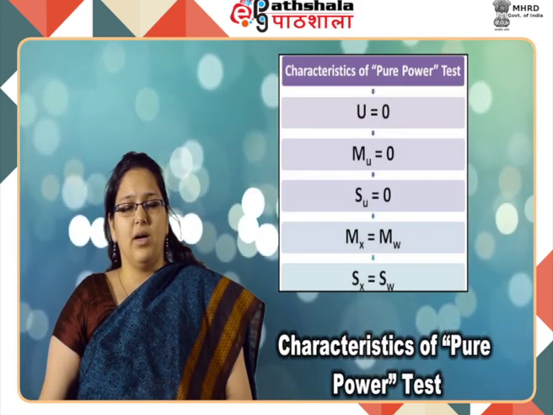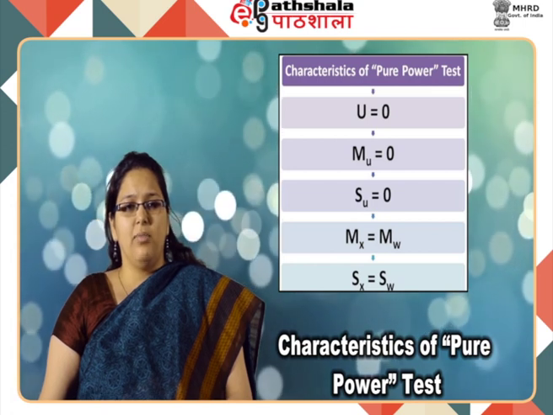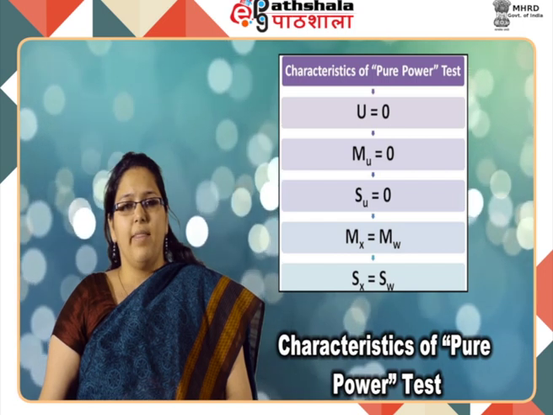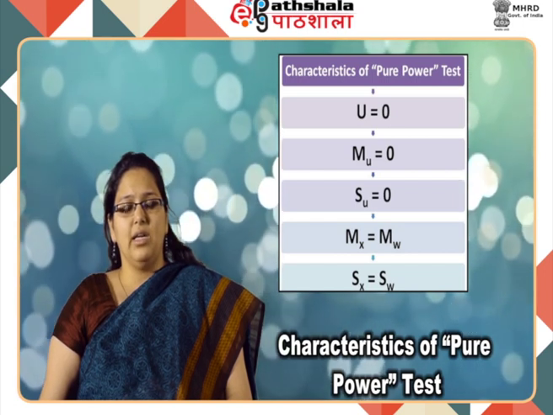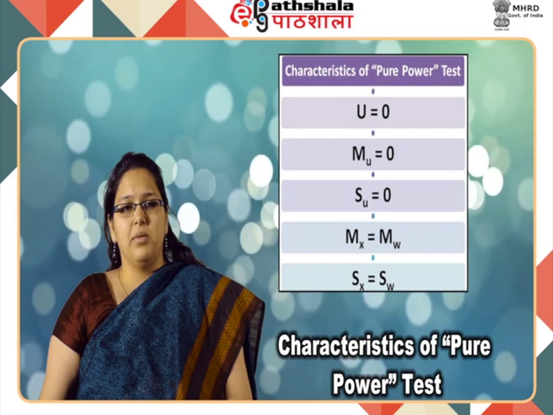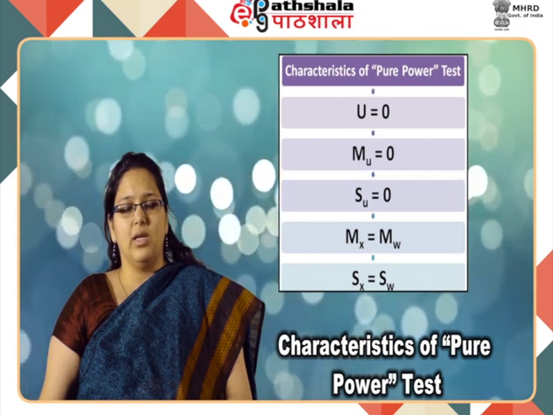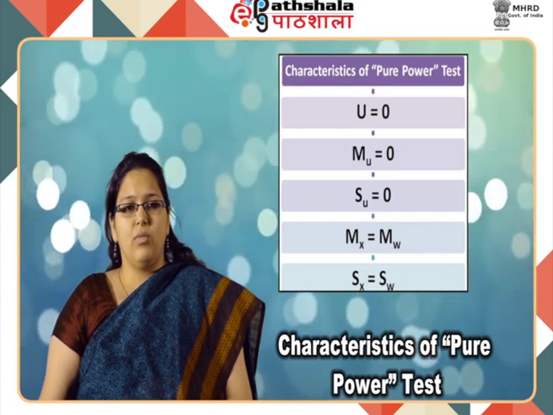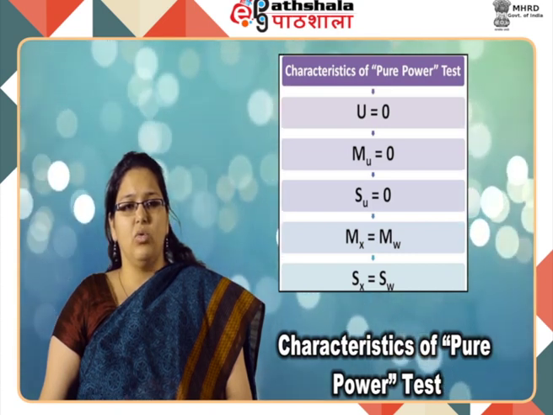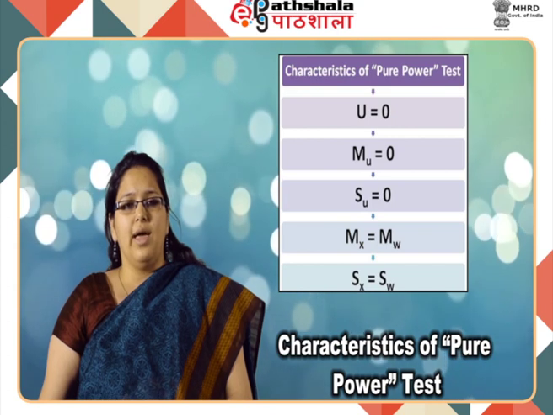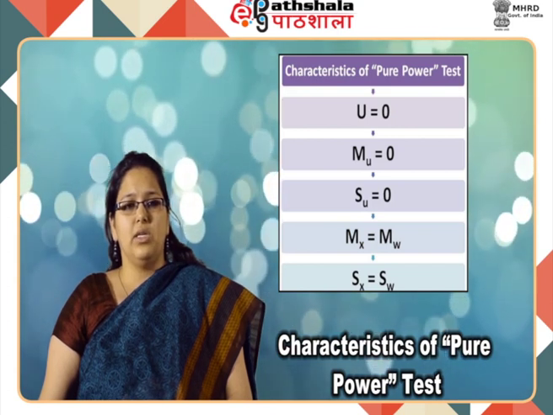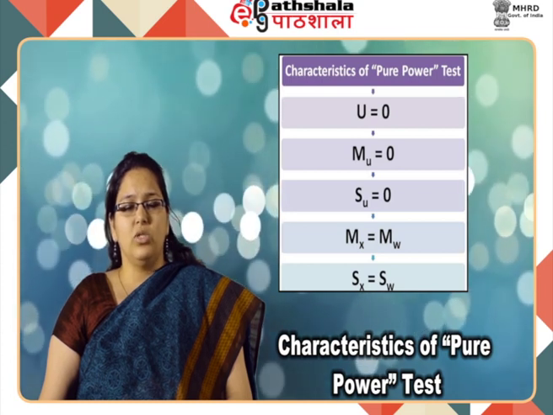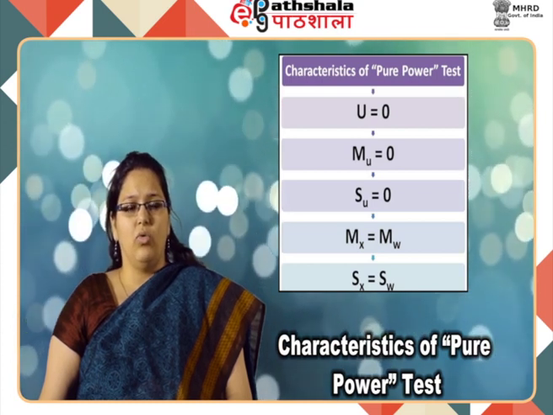Characteristics of a pure power test. In a pure power test, the score on the test depends only on the items that are answered correctly and incorrectly, as the time permits the test taker to attempt all the items. Hence, U will be 0, and therefore the mean and standard deviation of U will also be 0. Hence, U is equal to 0, MU is equal to 0, and SU is also equal to 0.